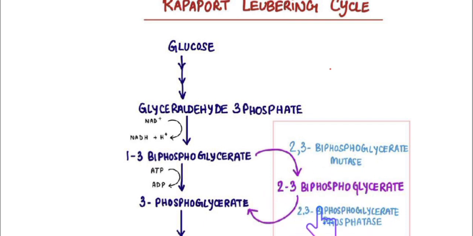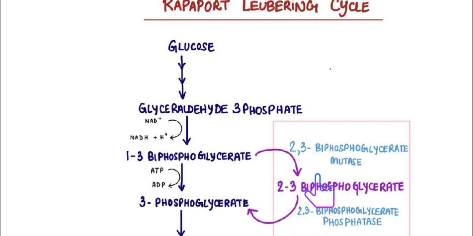Now, what is the purpose of this molecule? This molecule is important in red blood cells. And you guys want to know that the Rapoport-Luebering cycle only takes place in the red blood cells for the production of what? Of 2,3 bisphosphoglycerate. Now, why are we producing it in red blood cells? It reduces the affinity of hemoglobin for oxygen. In other words, it increases the release of oxygen from hemoglobin.